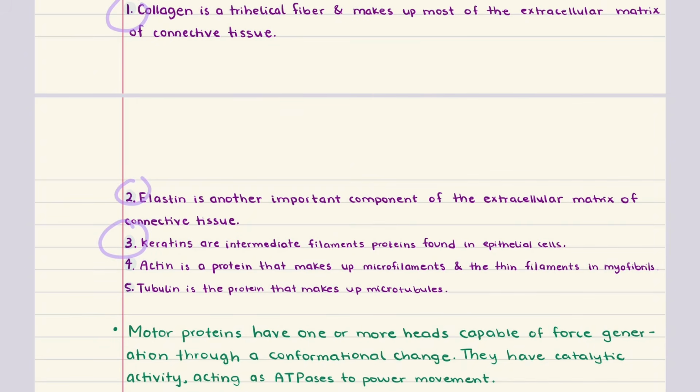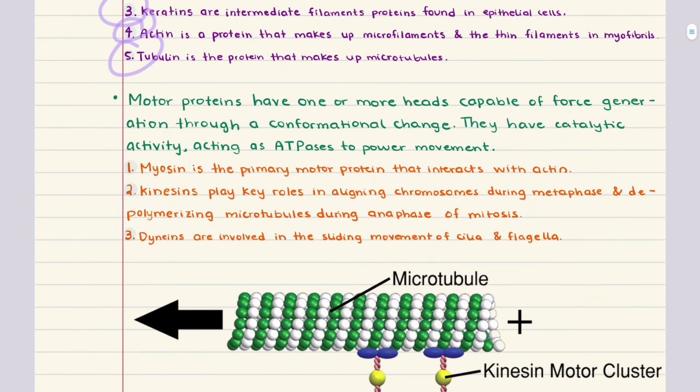Keratins are intermediate filament proteins that are found in epithelial cells like skin and hair. Actin forms microfilaments, and it's also found in the thin filaments of muscle. And finally, tubulin builds microtubules, which are involved in cell structure and transport. So that's structural proteins. Let's cover motor proteins next.